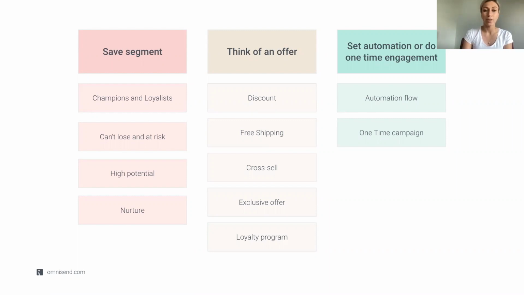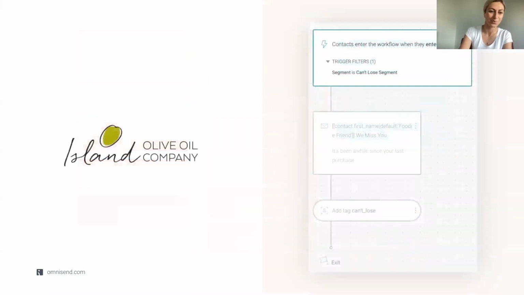But let's look into real examples with Sadie. Thank you, Justė. So first and foremost, I want to introduce you guys to one of my clients, Island Olive Oil Company. They're actually a small business in Hawaii, and they have a brick and mortar store, but they also have their e-commerce side as well. So in conversation with them, they were really looking to improve their overall customer retention, especially on their e-commerce site.